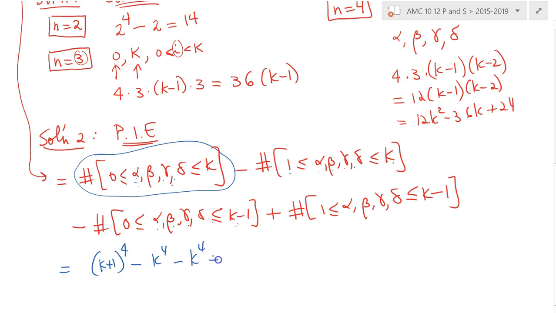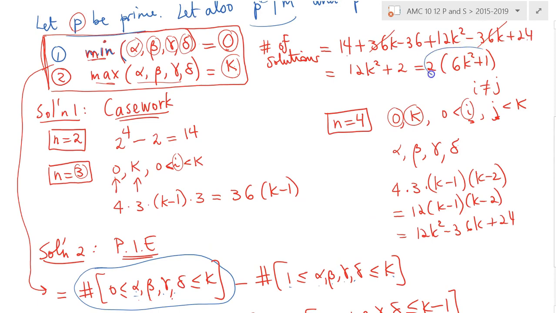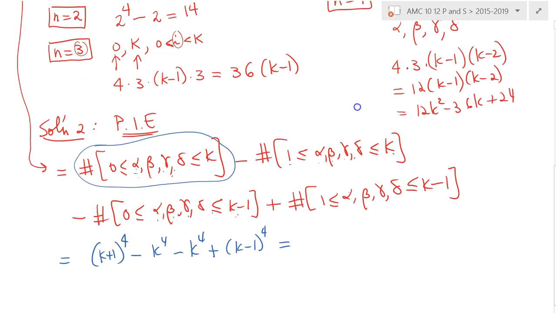And then finally we make the final adjustment. We have k minus 1 choices for each of these. That's it. Let's cross our fingers and hope we will get this expression again.